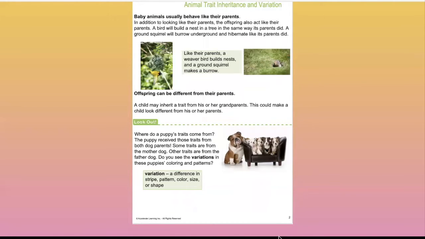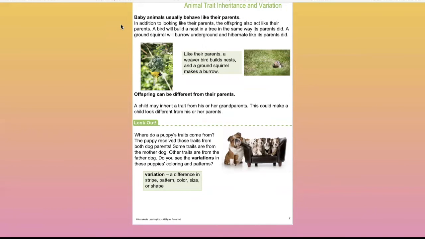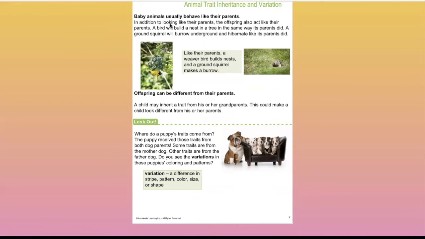Let's go to page 2. Baby animals usually behave like their parents. In addition to looking like their parents, the offspring also act like their parents. A bird will build a nest in a tree in the same way its parents did. A ground squirrel will burrow underground and hibernate like its parents did. Like their parents, a weaver bird builds nests and a ground squirrel makes a burrow. Here is a weaver bird building its nest, and here's a ground squirrel making a burrow.